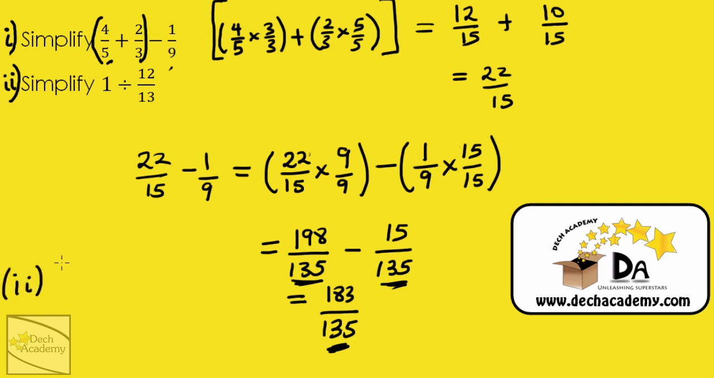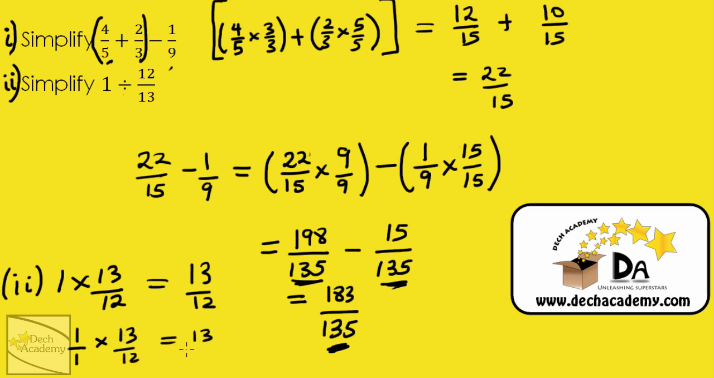So the first thing you can do is say, well, this is the same thing as 1 times 13 over 12. You change the division sign to a multiplication sign, and then you take the reciprocal of the fraction that follows this division sign. And then all you can say is, well, 1 times anything is itself, so this is 13 over 12. Or you could say, well, 1 is the same thing as 1 over 1. So that's 1 over 1 times 13 over 12, which is 1 times 13, divided by 1 times 12, which is 12.